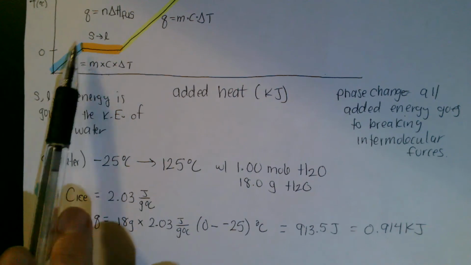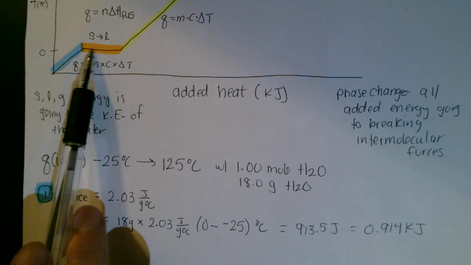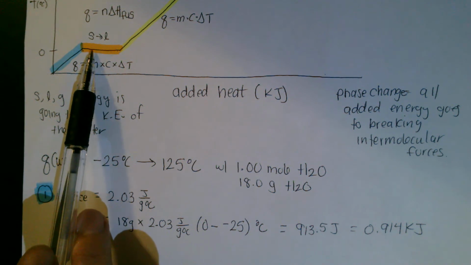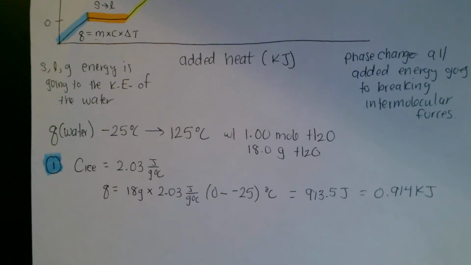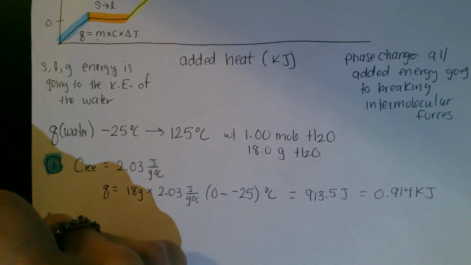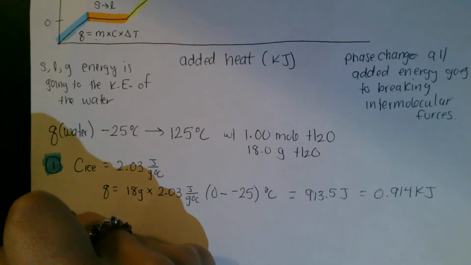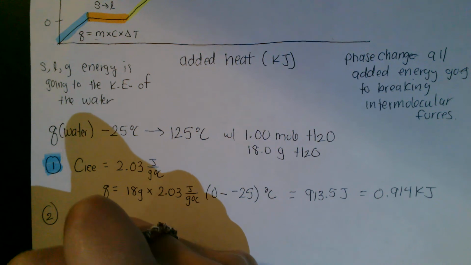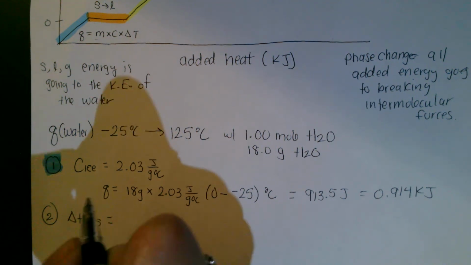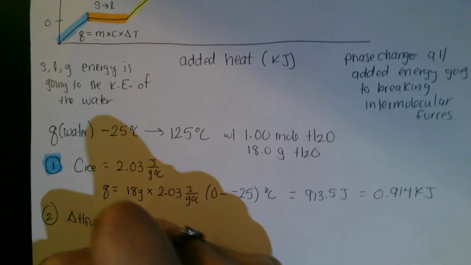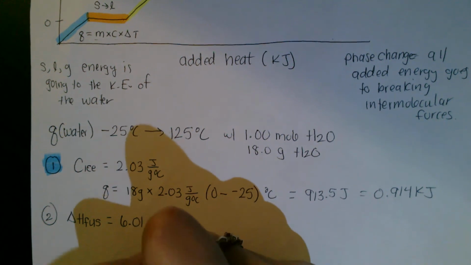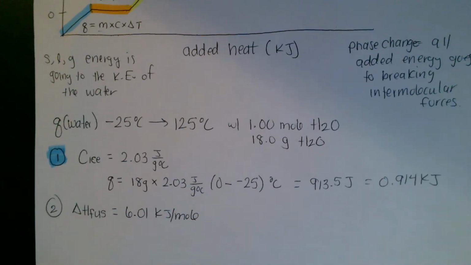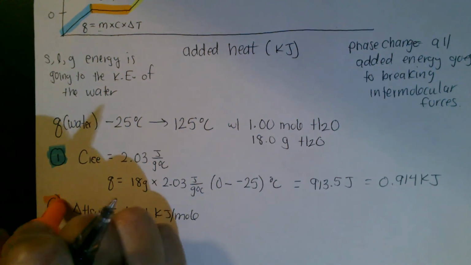So our next segment, we're looking at the energy now to break the interactions of solid water to turn it into a liquid. That's our orange there. For this step, we need the enthalpy of fusion for water, and that is 6.01 kilojoules per mole. Okay, so this is segment 2.